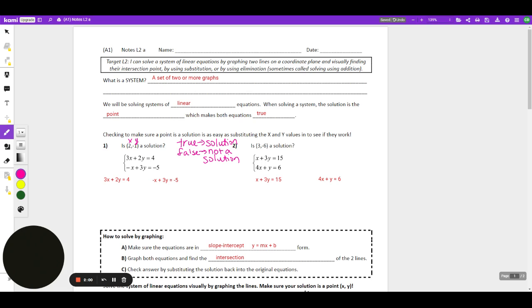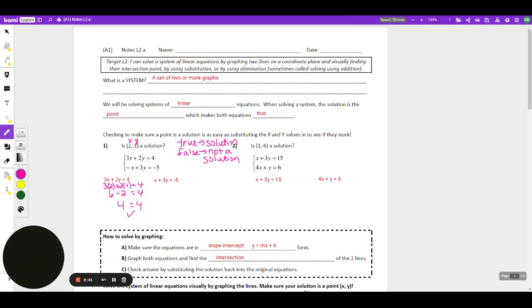So where I see an x here in my equation, I want to replace that x with the 2. And where I see a y value, I want to replace that with a negative 1. So 3 times 2 is 6. And then a positive 2 and a negative 1 give me a negative 2. So I get 6 minus 2 equals 4. And then 6 minus 2 is 4. And I am setting that equal to 4. 4 equals 4 is a true statement.